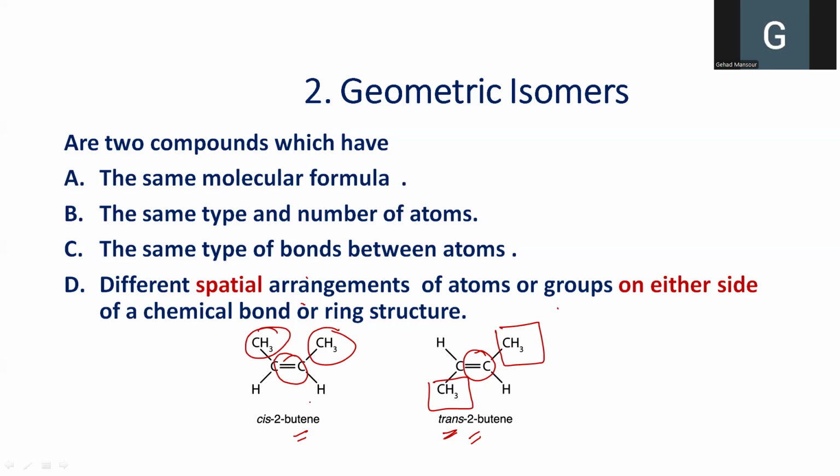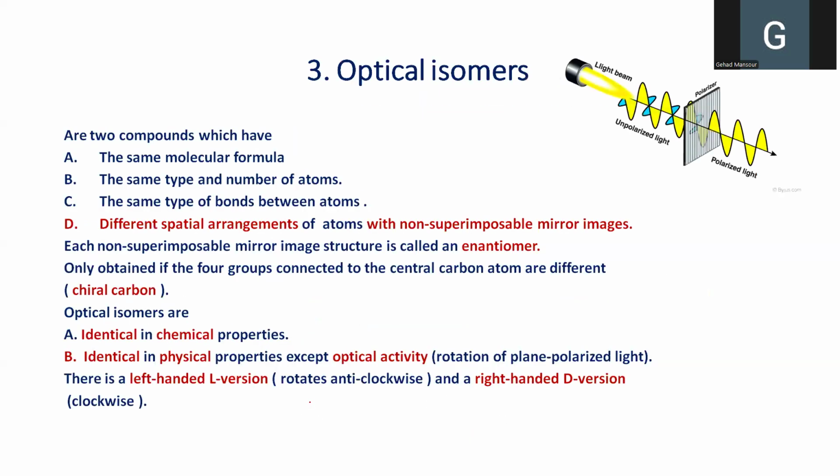So they have the same molecular formula, they have the same type and number of atoms, and the same type of bonds between the atoms. Here there is no difference in the bonds between them, but it's only about the spatial arrangement of the atoms. So they are the first type of stereoisomers, which are the geometric isomers.